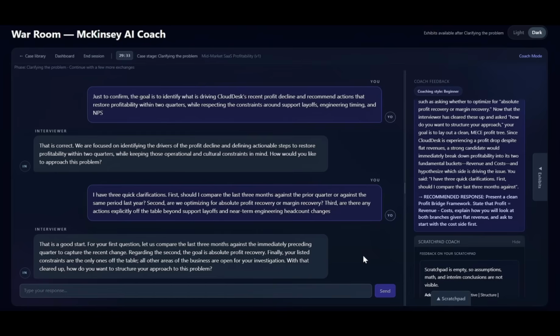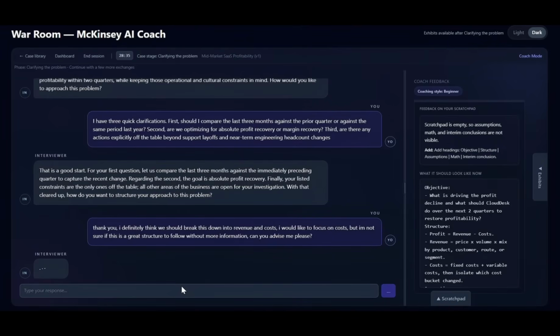For that. But let's look at our coach. So our coach tells us that we need to present a clean profit bridge framework and that we should state that profit is revenue minus cost and explain why we'd like to look at both branches. But let's say, as beginners, we really don't know what to say. And so we're just going to tell our interviewer that and see how our coach reacts and advises us to go forward.